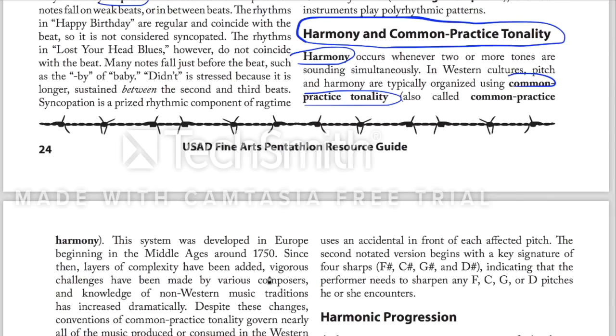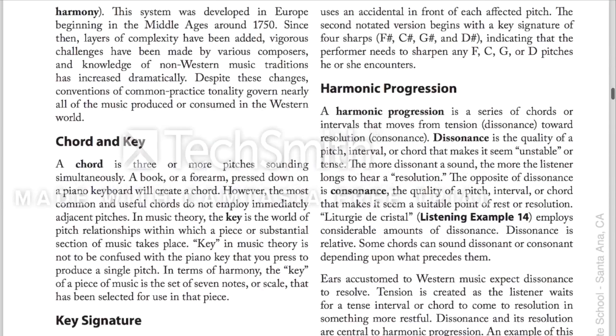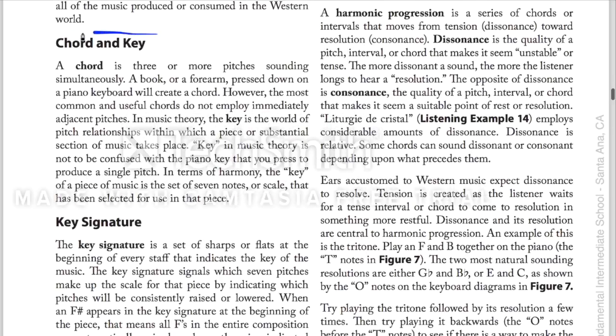All right, this system was developed in Europe beginning in the Middle Ages around 1750. Since then, layers of complexity have been added. Vigorous challenges have been made by various composers, and knowledge of non-Western music traditions has increased dramatically. Despite these changes, conventions of common practice tonality govern nearly all of the music produced or consumed in the Western world. Now let's talk about chords.